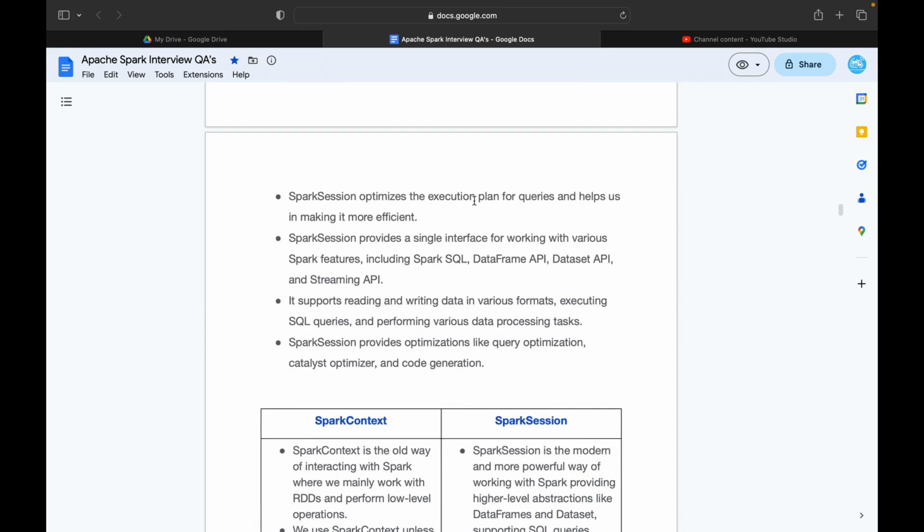Spark session optimizes the execution plan for queries and helps make it more efficient. Spark session provides a single interface for working with various Spark features that include Spark SQL, data frame, dataset, and streaming APIs. It also supports reading and writing data in various formats, executing SQL queries, and performing various data processing tasks. Finally, Spark session provides optimization as well, like query optimization, catalyst optimizer, and code generation. Even though the optimizations are done manually with Spark context, Spark session supports them automatically.